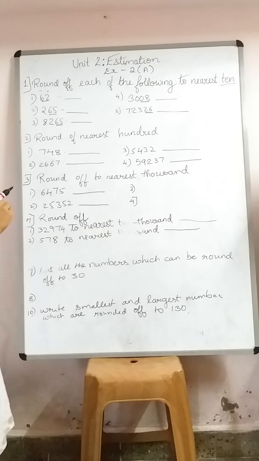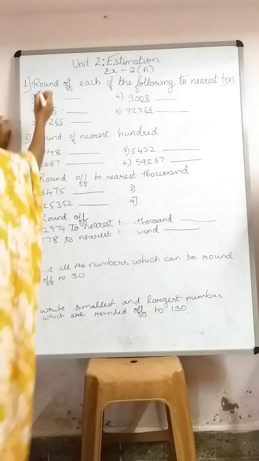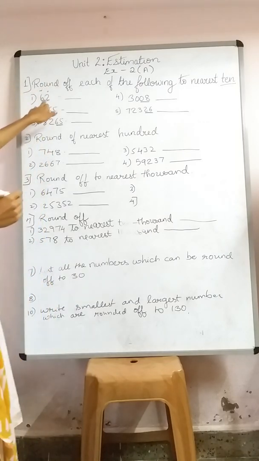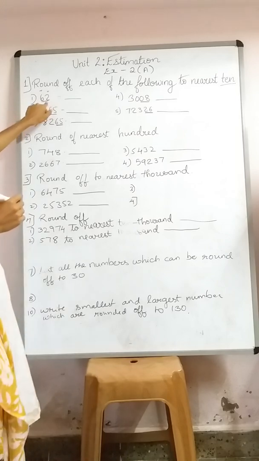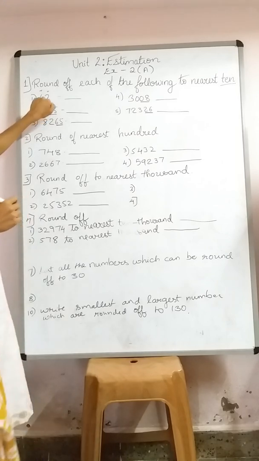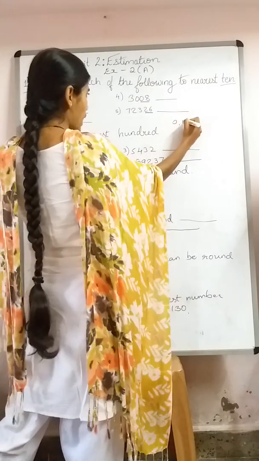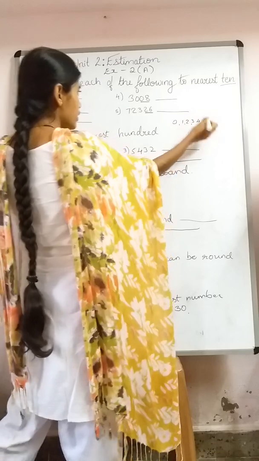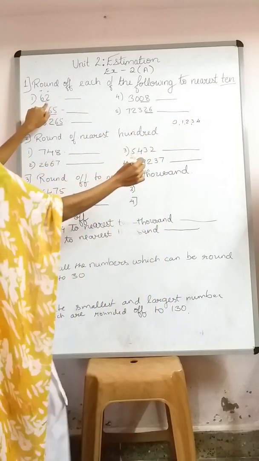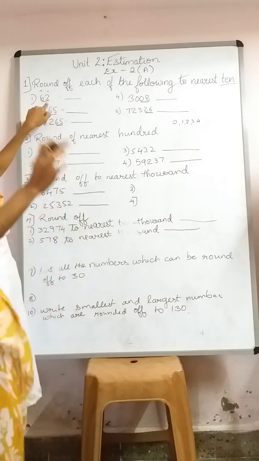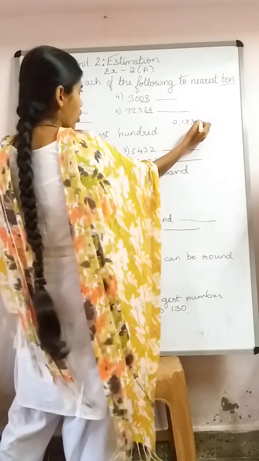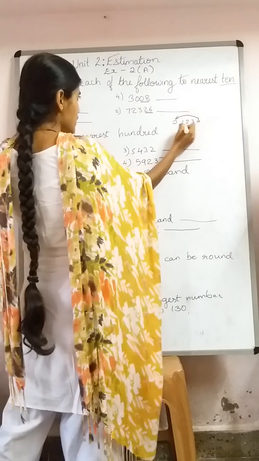So let us begin writing the numbers to the nearest 10. We have the first number, 62. What is the rule for rounding to the nearest 10? We concentrate on the ones place. The number is 2. If it is 0, 1, 2, 3, 4, less than 5, what should you write in the ones place? You should write 0. So all these numbers fall to 0.